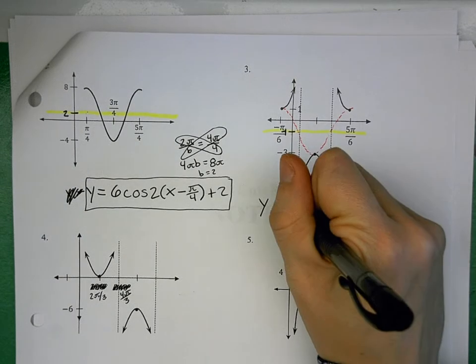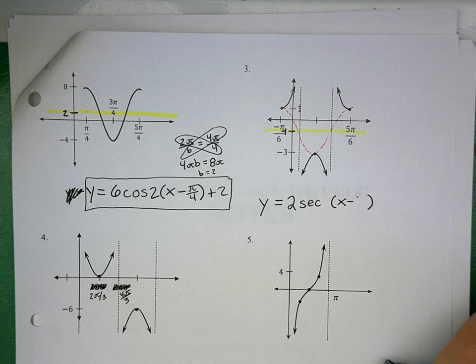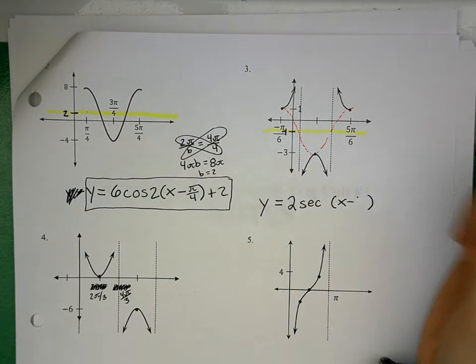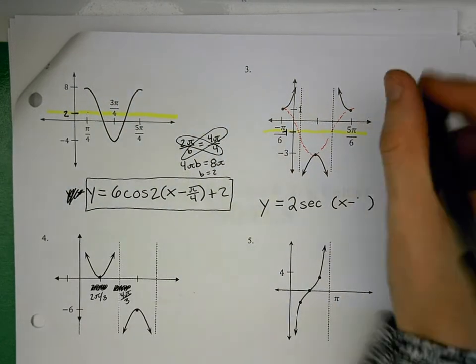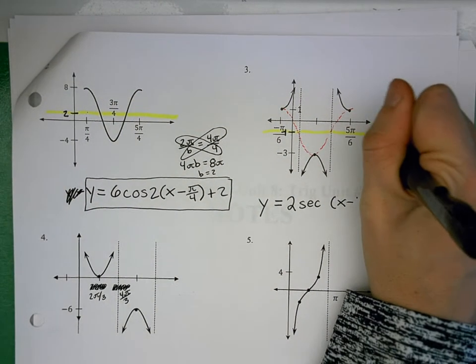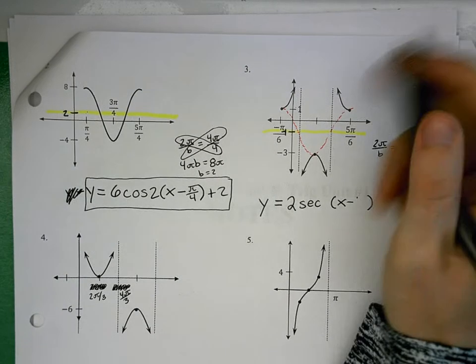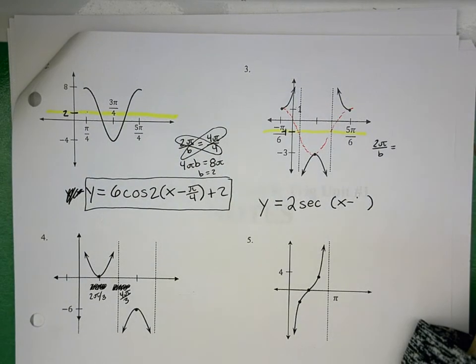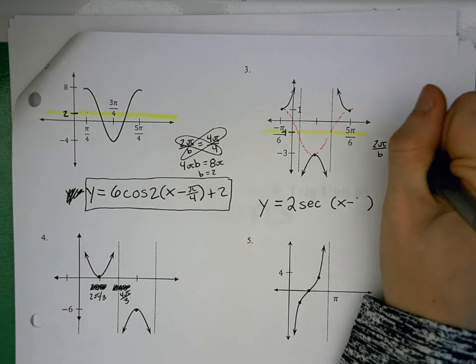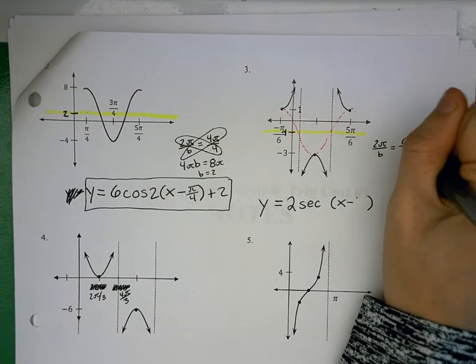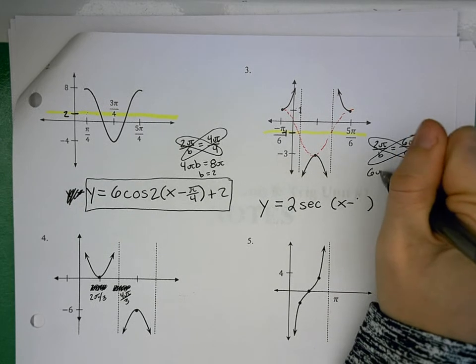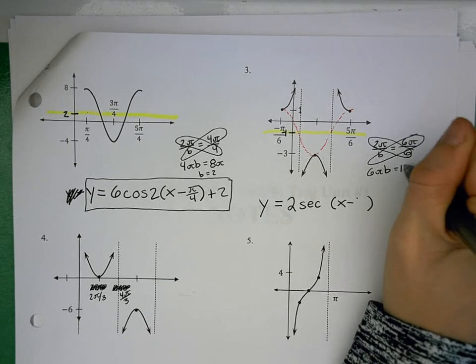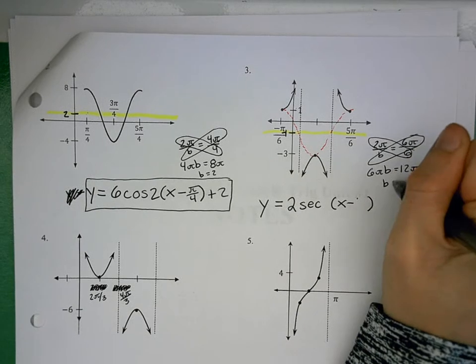Is this secant graph upside down? Nope, that's a normal cosine graph, so this is a normal secant graph, so we're going to leave it as 2. What's my period? 2 pi over b for secant. Take a look, -π/6 to 5π/6, a distance of 6 pi over 6. Solving this, what would your b be? Cross multiplying, we'd get 6 pi b equals 12 pi. Dividing by 6 pi, you get b equals 2.